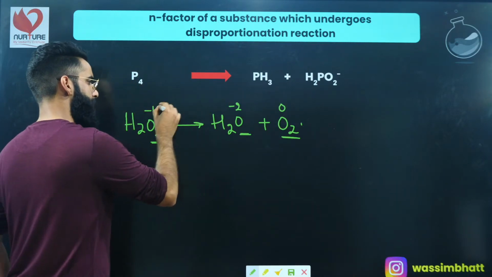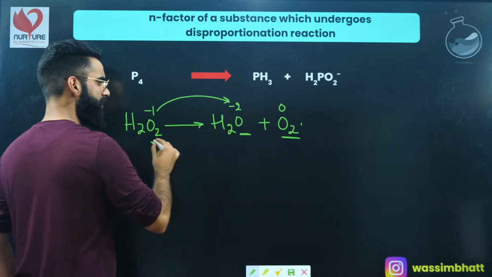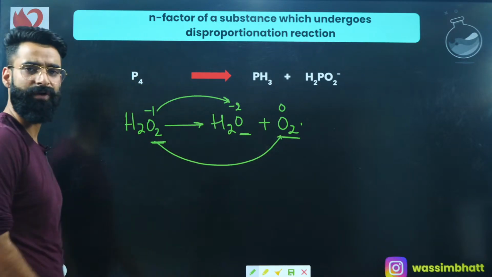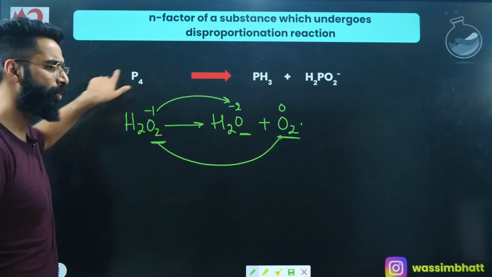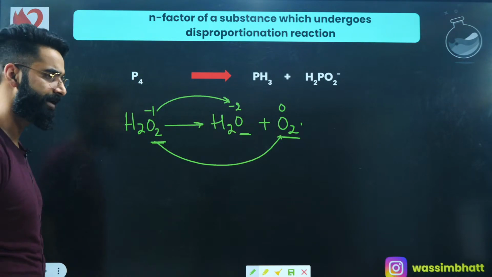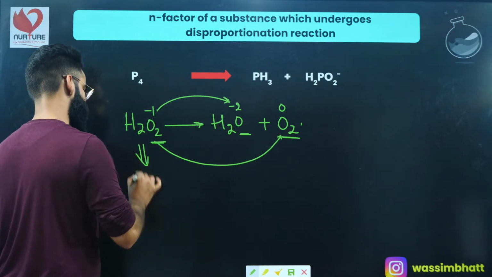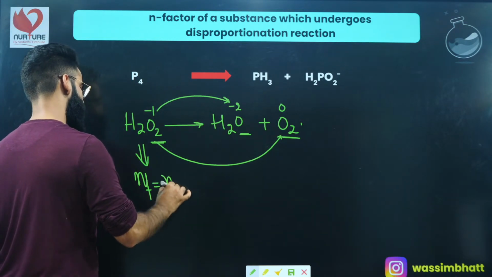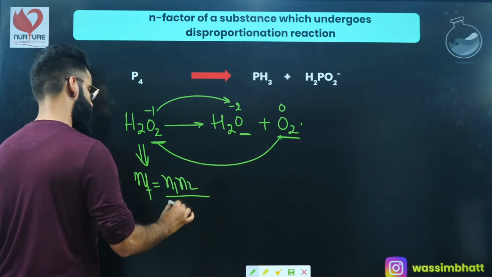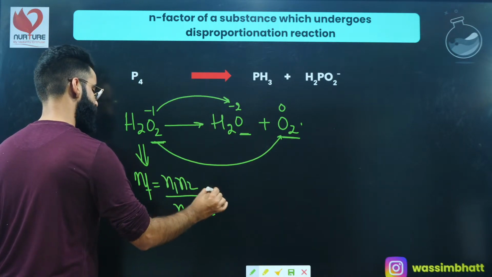Check it out. -1 to -2, decreasing. -1 to 0, increasing, right? So I'll say this H2O2 is undergoing disproportionation over here, right? And whenever the substance undergoes disproportionation, how do we calculate its N factor? It's going to be N1, N2 divided by N1 plus N2, right? Okay.